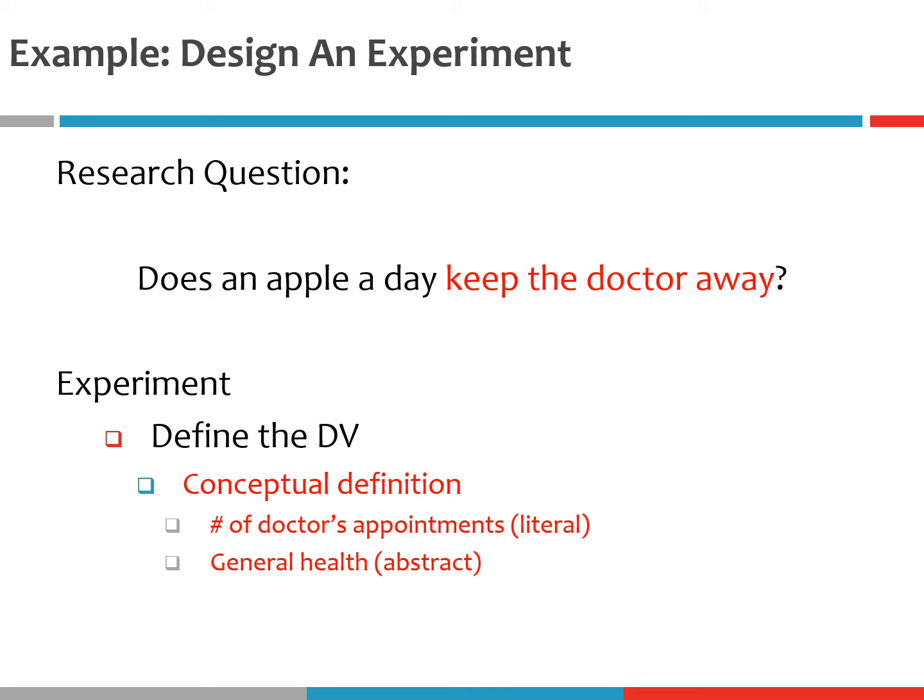Or we could get a little bit more abstract and say, okay, keep the doctor away is a symbol or reference to one's general health, right? So do you have generally positive health outcomes when you consume either an apple a day or 5 to 7 fruits and vegetables per day?